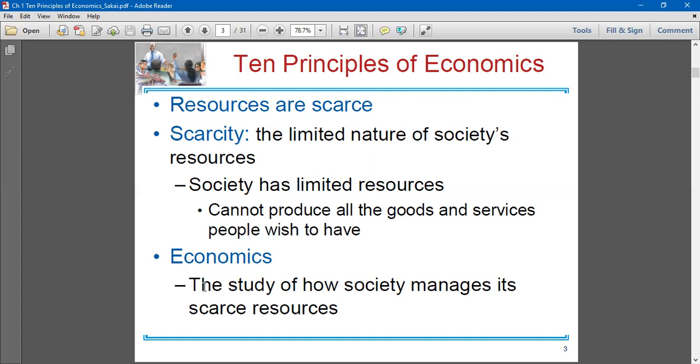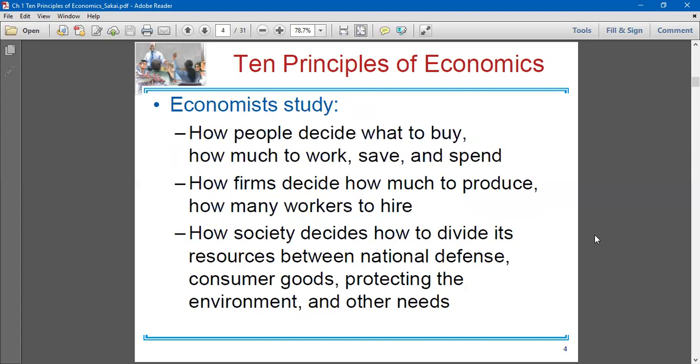So there's a misconception that if you study economics, you are stingy. No, it has nothing to do with that. But economics just tries to teach us how to use our limited resources to get the maximum satisfaction that we can get. So basically, that's what we use economics for. We try to know how to manage our scarce resources.